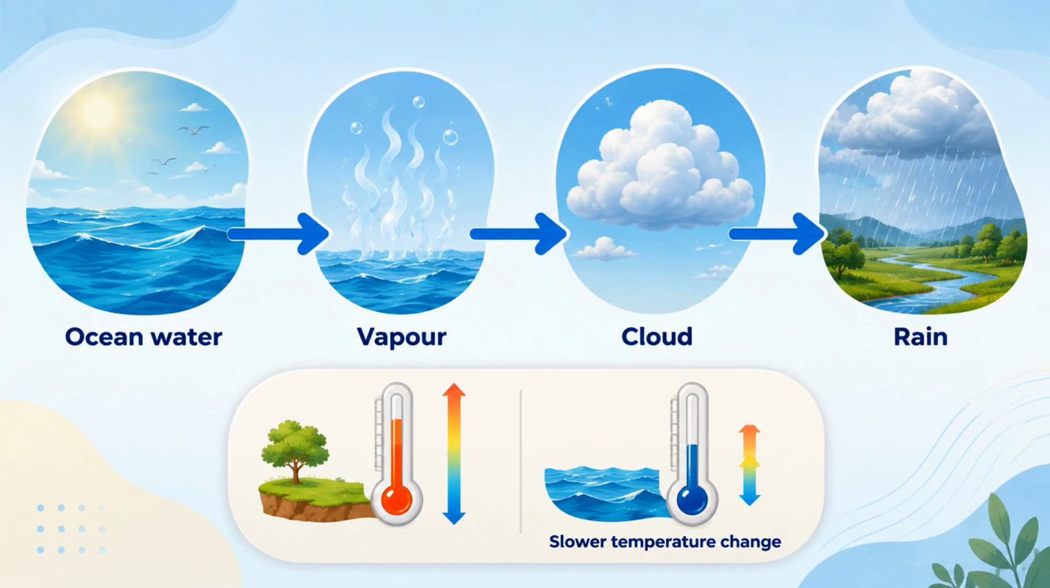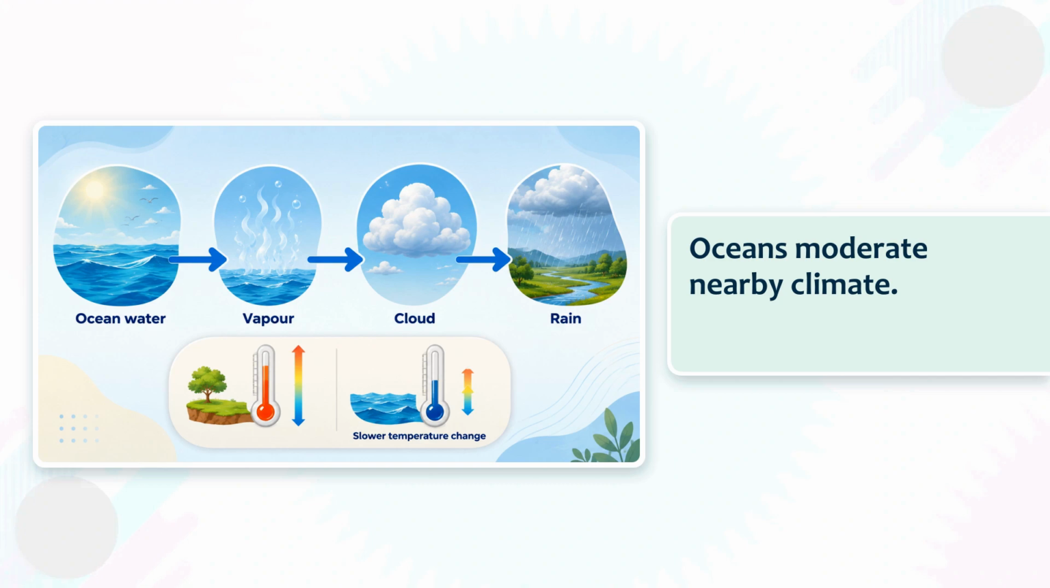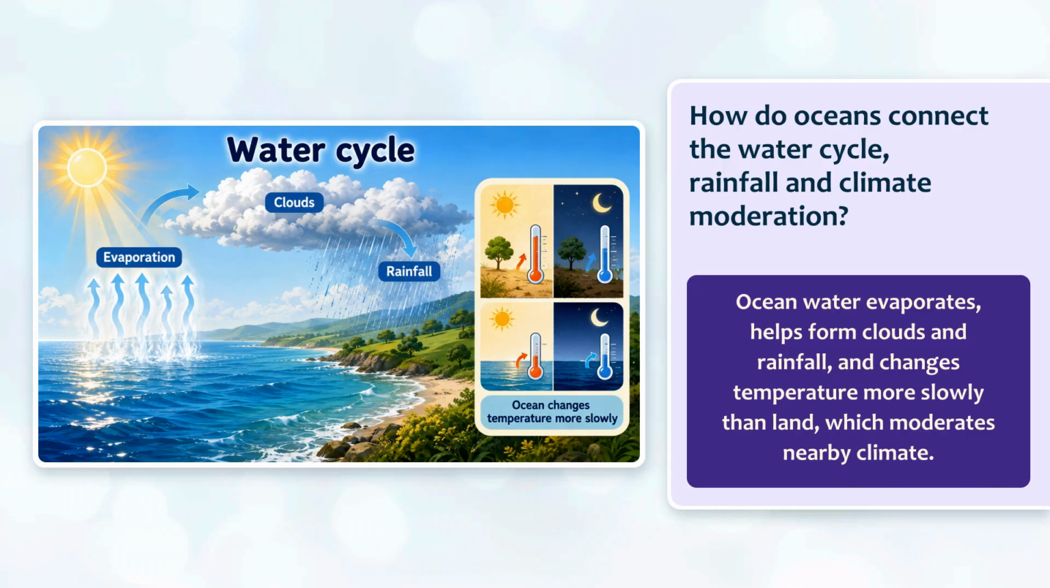Because ocean water heats and cools more slowly than land, it can soften rapid temperature changes near coasts. The side comparison adds one more link. Oceans moderate nearby climate. Large water bodies warm and cool more slowly than land, reducing sudden temperature change nearby. Trace the full pathway once more.